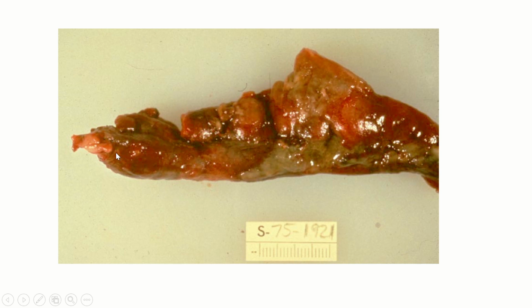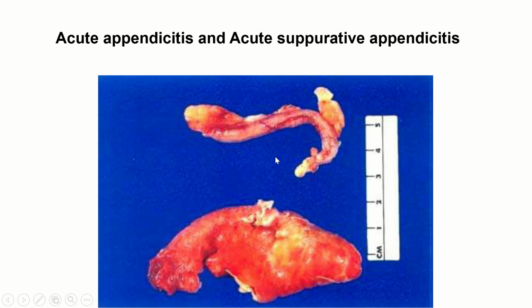Again, one more gross picture. You can see this is a specimen of appendix, and you have these whitish color purulent exudate over the surface, over the serosal surface. Again here you have, so these are all fibrinopurulent exudate over the surface or the serosal surface of the appendix. Now this is just for comparison.